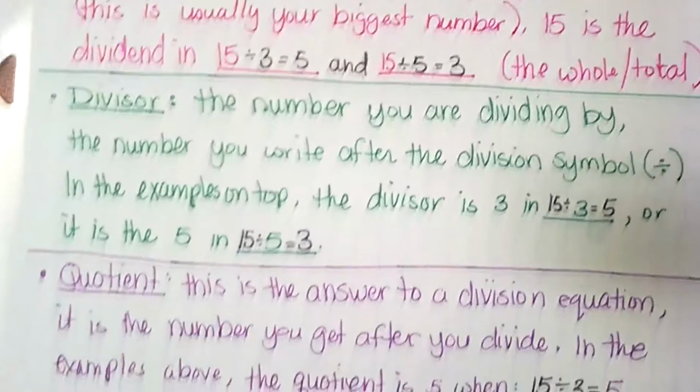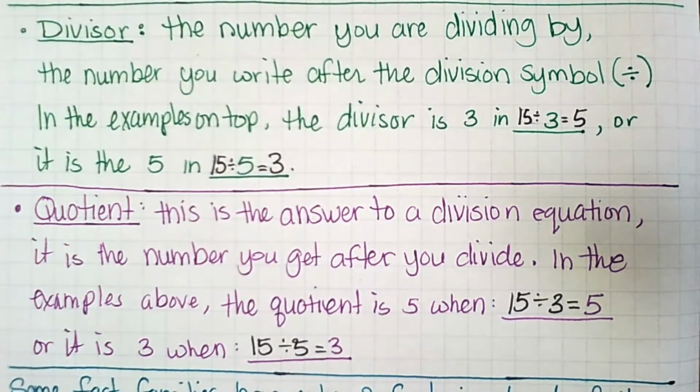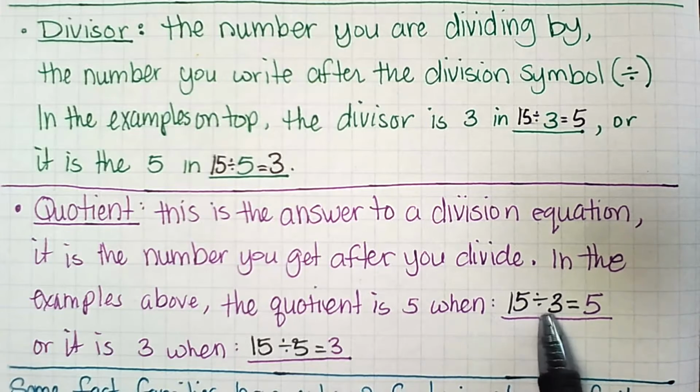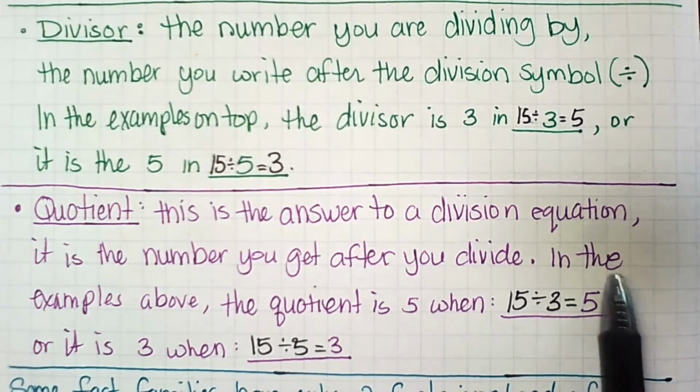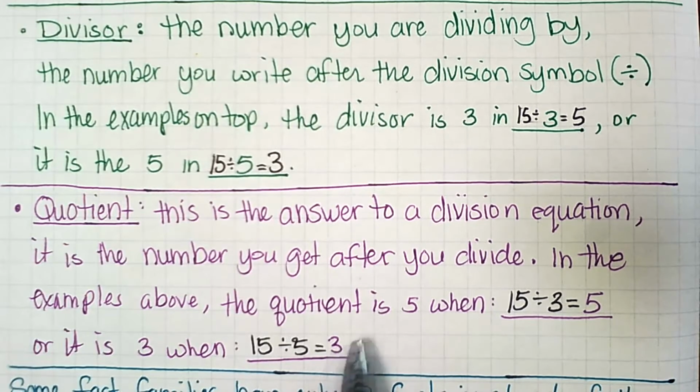And finally, the last part is your quotient. Now, quotient is the answer to a division problem. Remember, we talked about the product being the answer to a multiplication problem. The sum is the answer to an addition problem. The difference is the answer to a subtraction problem. And now you know the quotient is the answer to a division problem. It's the number that you get after you divide. So if I have 15 divided by 3 equals 5, 5 is my quotient right here. If I use the other fact, 15 divided by 5 equals 3, 3 would be my quotient here.